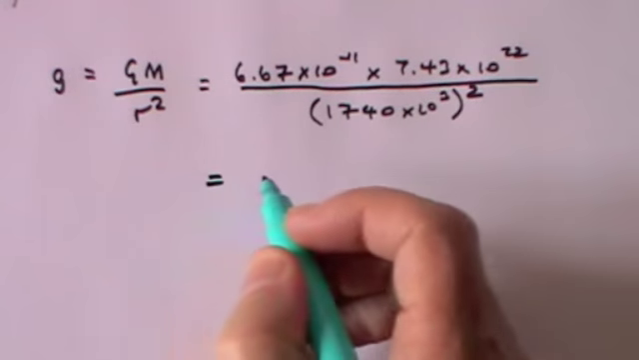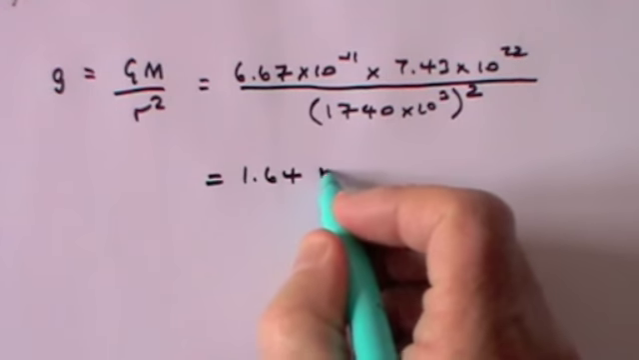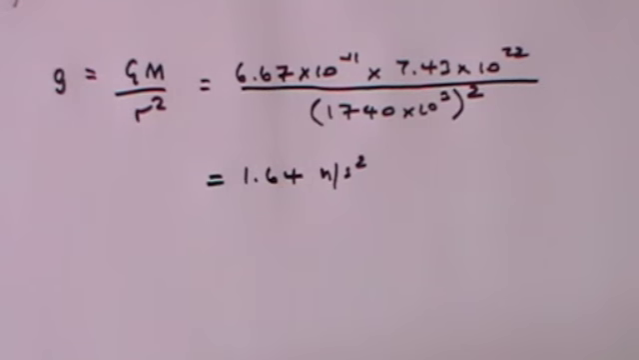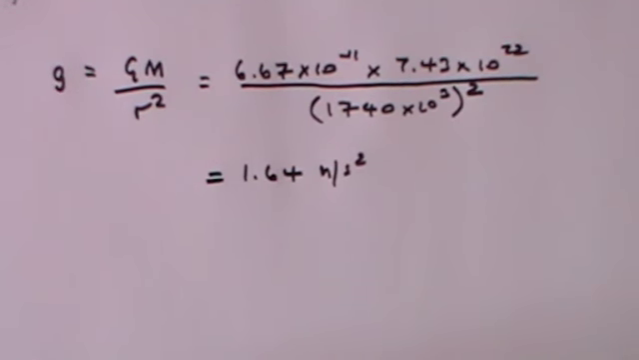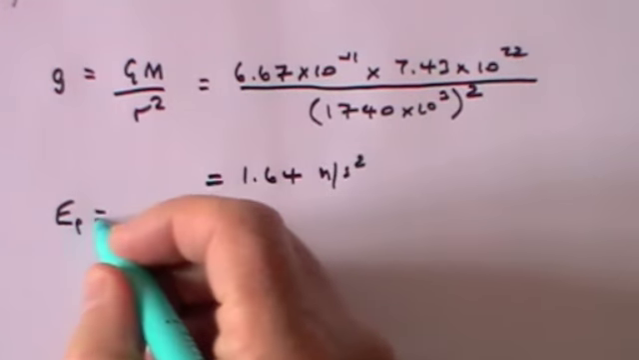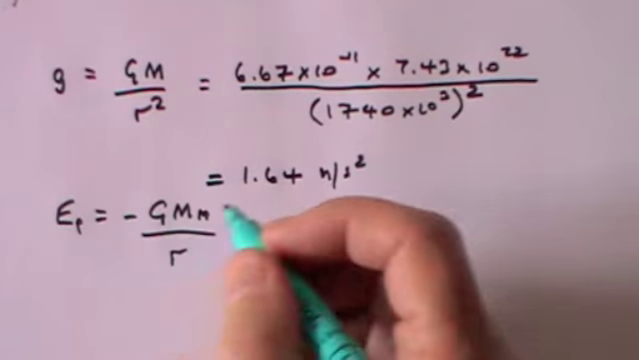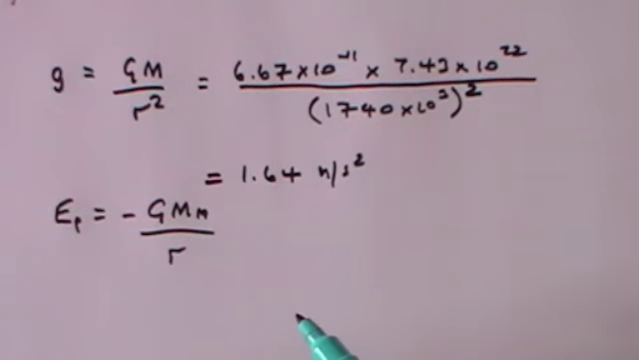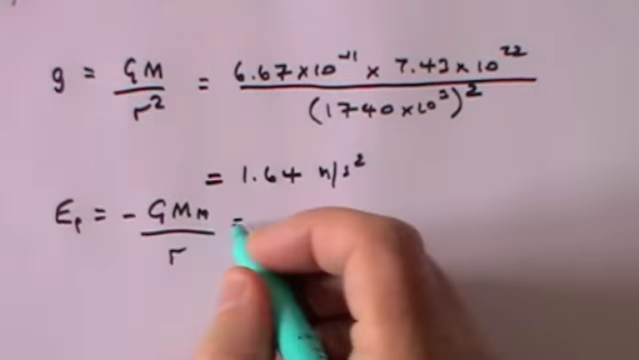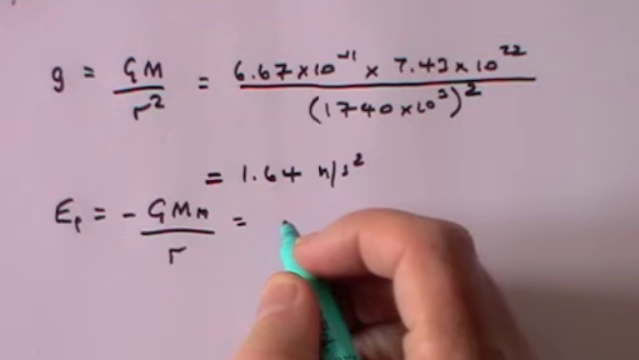And if you put that into the calculator, you should get that g on the Moon is 1.64 meters per second squared. And that is about a sixth of the value of that on Earth, where it would be 9.81 meters per second squared. Secondly, we're asked to find the potential energy, E, which is equal to minus GMm over r. Now, of course, energy is a scalar, so in a sense the minus sign is irrelevant here. So I'm just going to calculate the potential energy without worrying about signs.